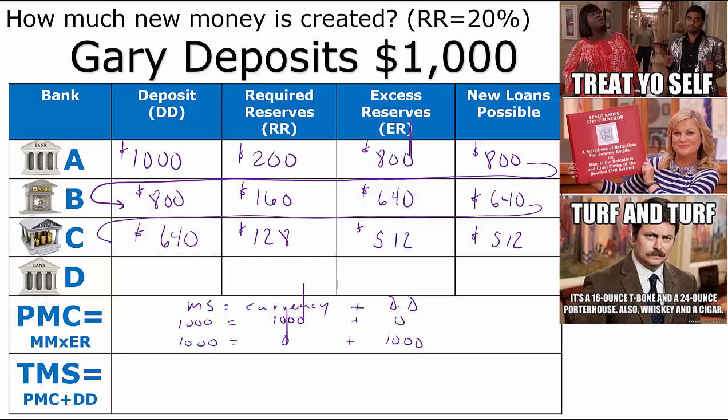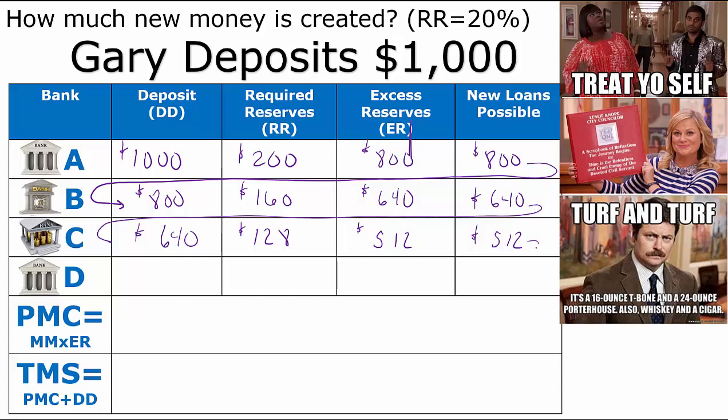But when that $800 got loaned out, now you've got $800 in currency, but Gary still has $1,000 in his checking account. Just because the bank loans it out doesn't mean you don't have the money. And so the money supply gets bigger. So the big takeaway is that when all these loans get made, the money supply gets bigger. That's what's really happening. And the whole purpose of the math is to demonstrate how much the money supply can get bigger.